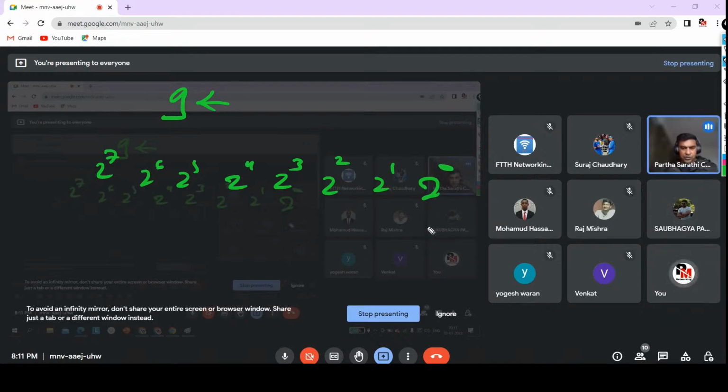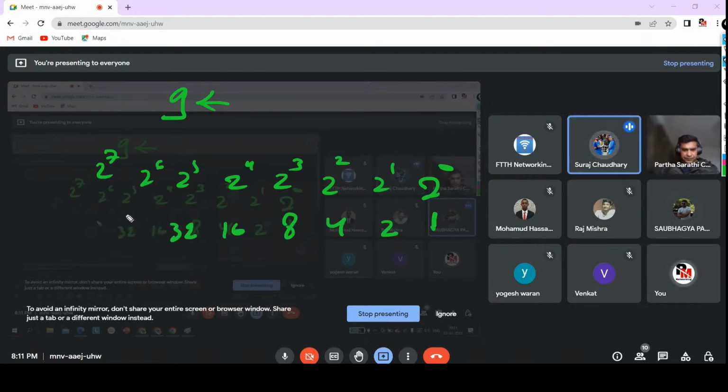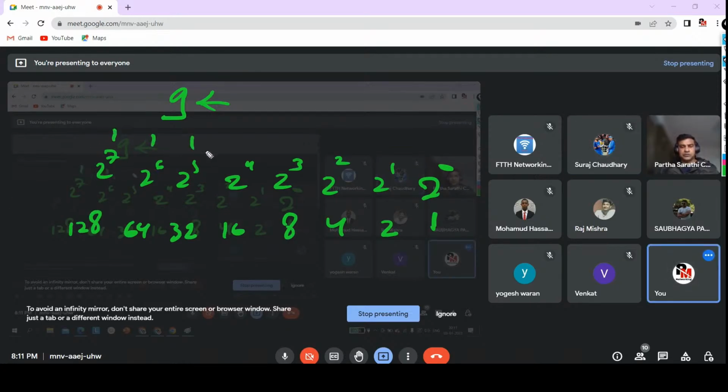So what values will you get here? First of all, tell me, 2 to the power 0 will be what? 1. 2 to the power 1 will be 2. 2 to the power 2 will be 4. 2 to the power 3 will be 8. 2 to the power 4 will be 16. 2 to the power 5 will be 32. 2 to the power 6 will be 64. And 2 to the power 7 will be 128. Right? So if all bits are 1, what will the value be? 255. If you add all these values together, you will get 255, right? Correct.